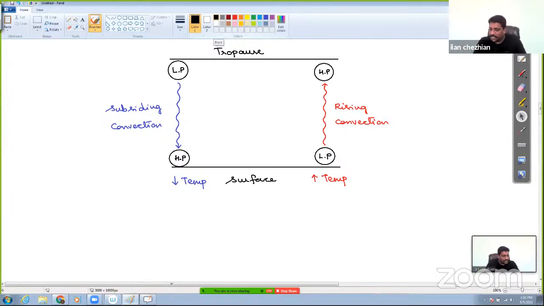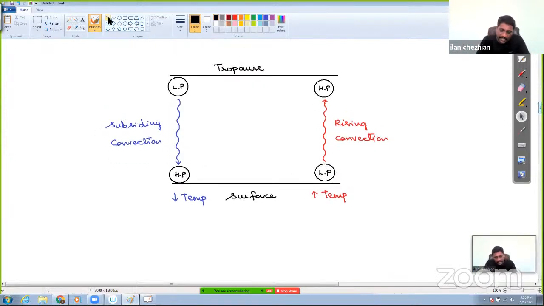Once the pressure system is created, my friend, then you have a compensatory mechanism: the horizontal movement of an air mass which moves from high pressure to low pressure. This you call as what? Wind. Wind always moves from high pressure to low pressure.